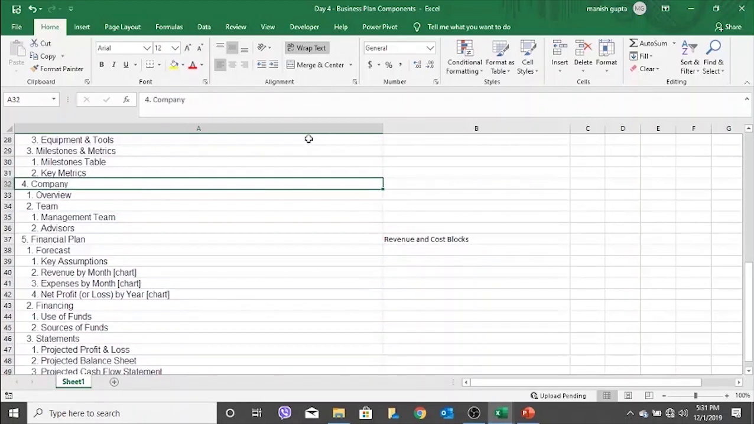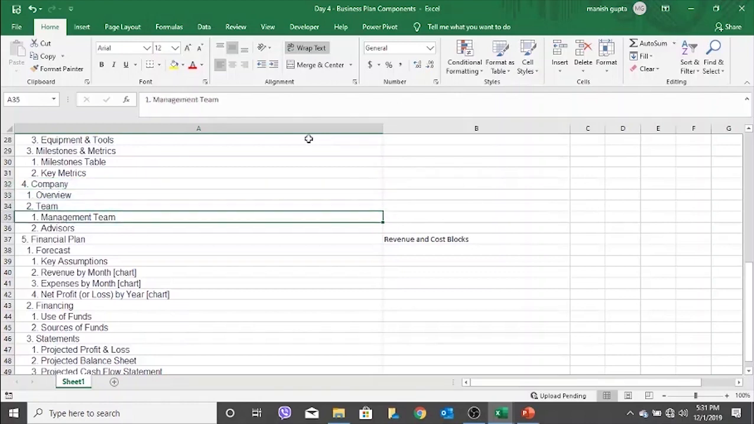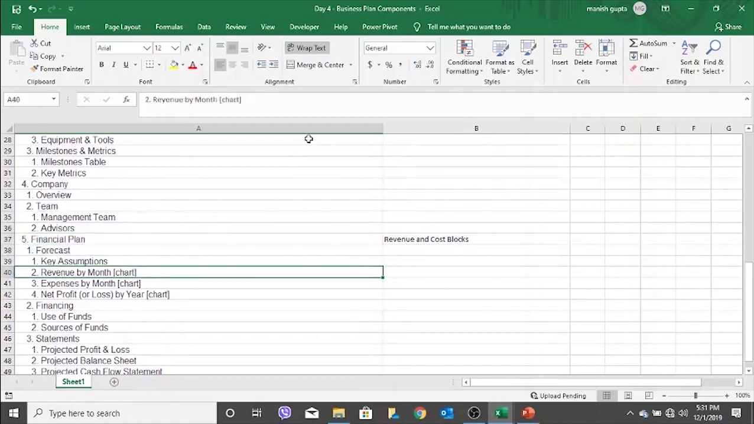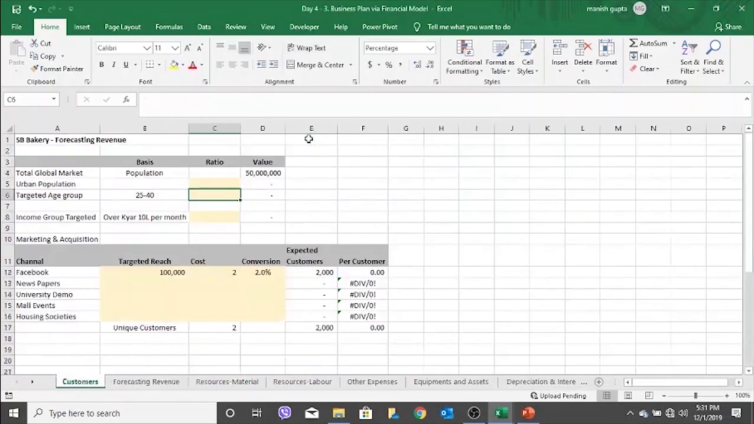As in what is your company, how you are going to do the legal structure, who will be your team members, management team, advisors, correct? And then you have the financial plan, your forecast, same things, just copy paste, make assumptions. So here we have an assumptions column. In each segment, these shaded ones are all our assumptions, right?